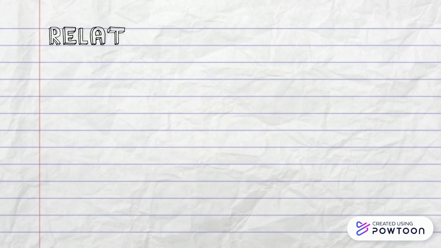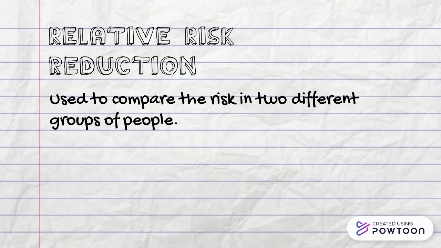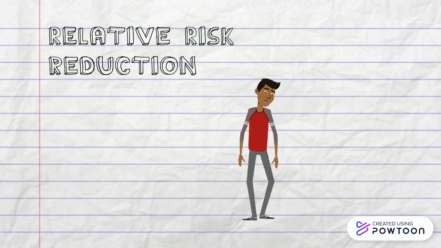Now, let's look at relative risk reduction. This is used to compare the risk in two different groups of people, such as those who exercise regularly and those who don't.